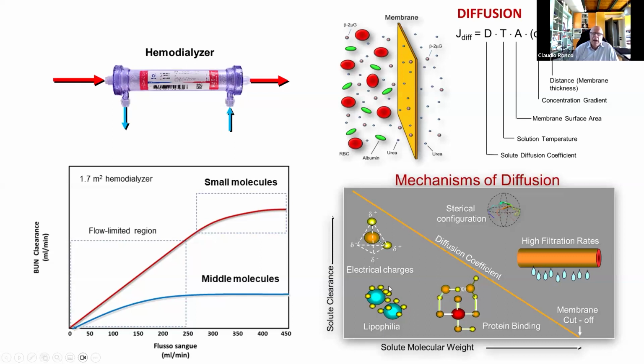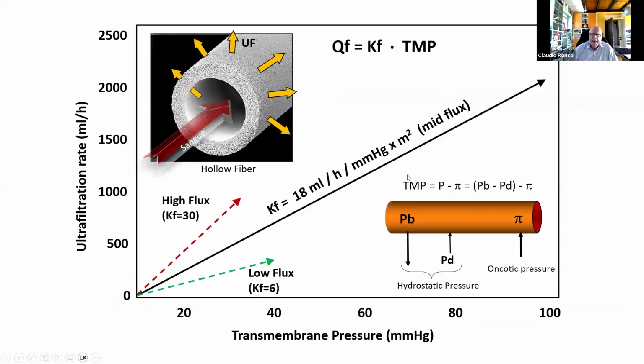So we are well aware today of what the variables involved are: solute diffusion coefficient, solute temperature, membrane surface area, concentration gradient, and distance for diffusion, which in this case is represented by the thickness of the membrane. Now, for moving from diffusion to a different mechanism called convection, we need to know very well the kinetics of water transport across the membrane by ultrafiltration.